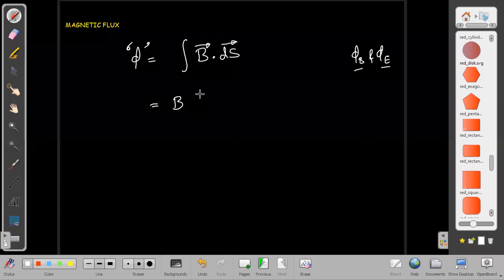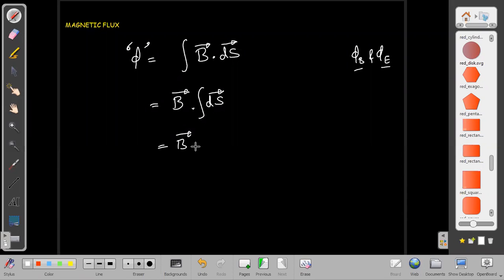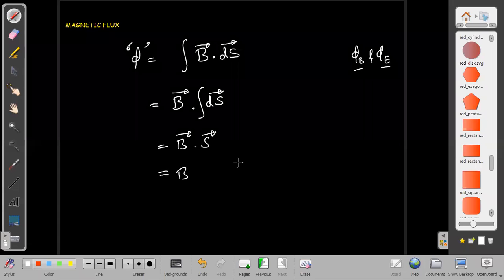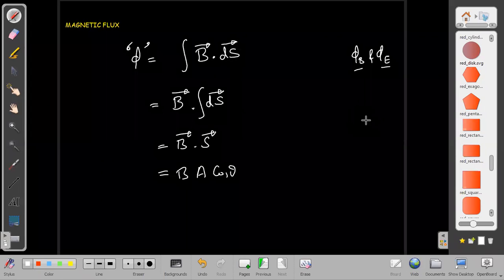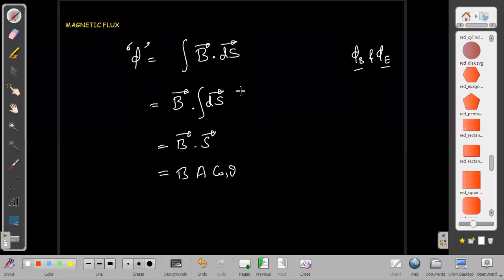If B is constant, then I will just be able to write the integral of B dot ds, which I can further write as BA cos theta. B into dot s vector, the complete s vector, is just B into A cos theta, if you want to represent it by A, or your choice. So it will become BA cos theta, right? This is one special case.